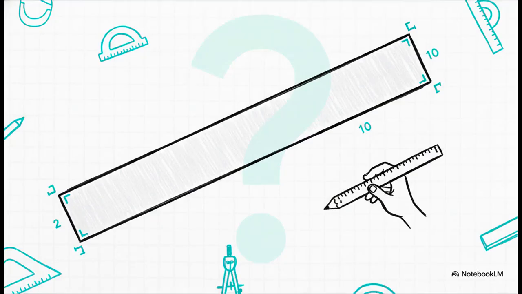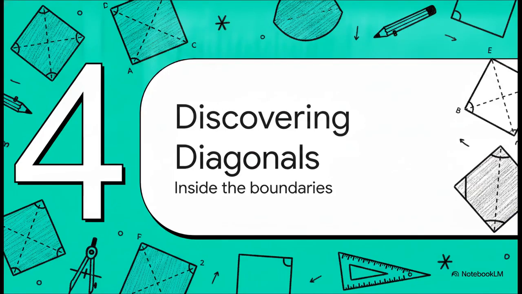Now, the text doesn't just want us to passively read these rules, it wants us to test them out. So I challenge you to grab your ruler and try drawing this right now. A rectangle with sides of 2 centimeters and 10 centimeters. It forces you to construct a very long, thin shape, proving that as long as those opposite sides match and the corners are exactly 90 degrees, the laws of the rectangle hold perfectly true no matter how stretched out it might look. Let's dive into Section 4, Discovering Diagonals.